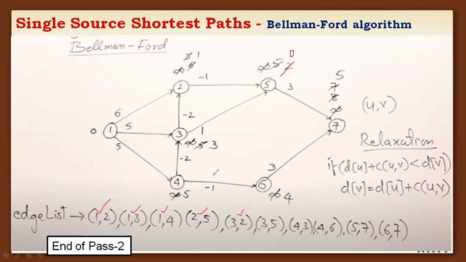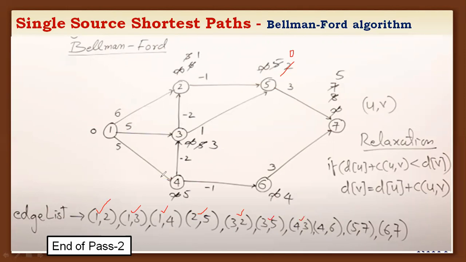Next, 3 to 2. The cost is 3 minus 2, which is 1. Here it is 1, both are the same. No minimum, no change occurs. 3 to 5: compare 3 with 3 to 5. Now the path from 3 to 5 is 3 plus 1, 4. 4 is greater than 0, so ignore it. No change occurs.